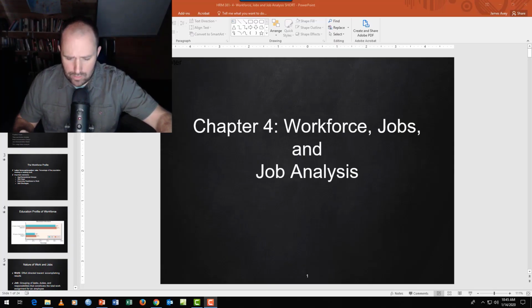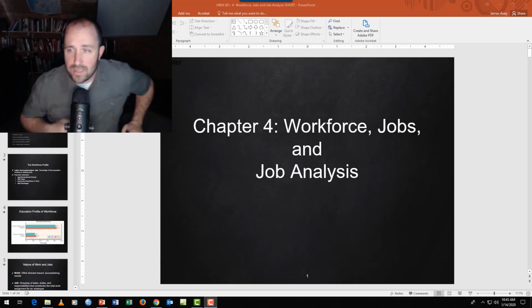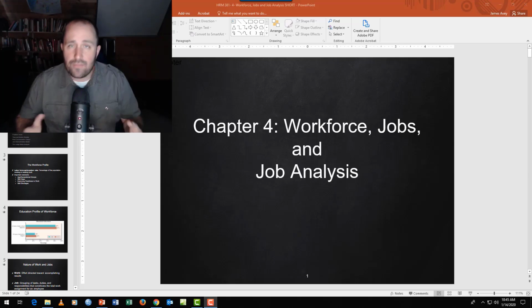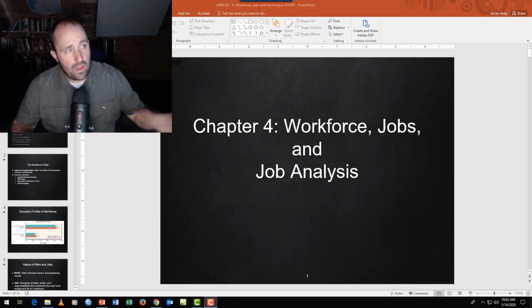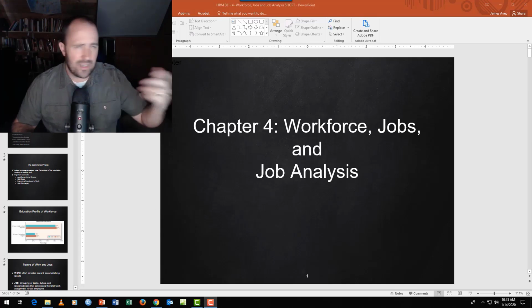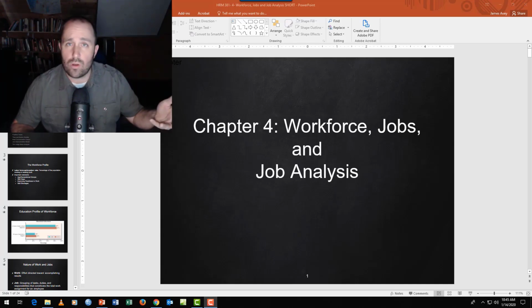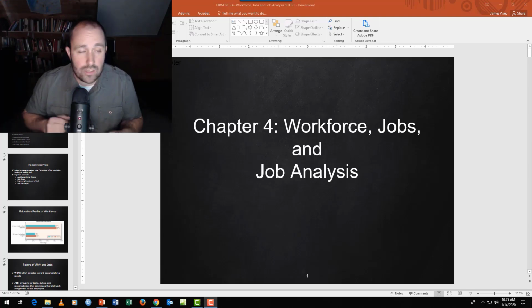We're going to get into chapter 4, workforce jobs and job analysis. A lot of this is basically laying the foundation for the future chapters. If we're going to hire someone, we have to figure out what job we're actually hiring them into, what knowledge, skills, and abilities, educational requirements, experience, whatever. If we're going to pay someone, we have to figure out how much that job is actually worth by pricing that job somewhere. We do that based on the competencies required for the job.